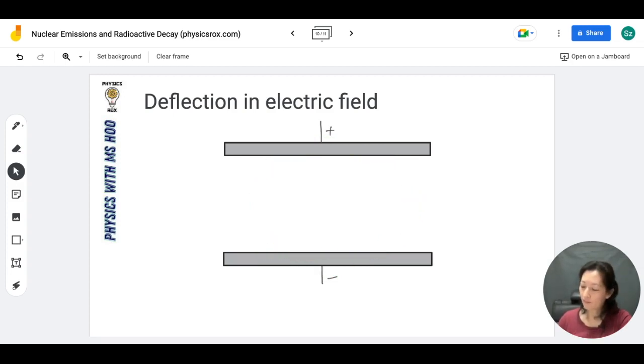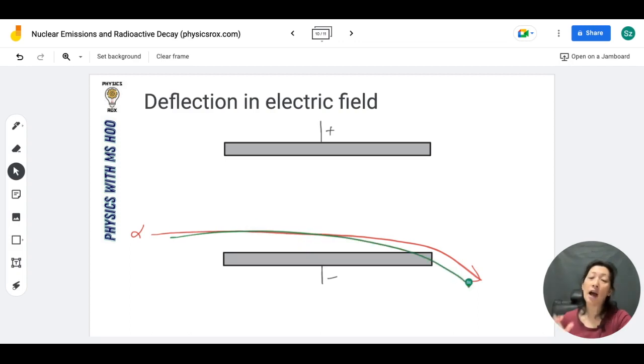Now, if we shoot alpha, beta, and gamma in between. Remember, alpha has a charge of positive 2. So if alpha were to travel into this field, you'll find that alpha tends to be attracted towards the negative plate. Whether it actually goes to the plate or misses it depends on how strong the electric field is. In some cases, it's possible even for the alpha to go all the way to the negative plate. That's because alpha has a positive charge. Beta, on the other hand, is an electron with a charge of -1. So beta, you'll find, will be attracted towards the positive plate.